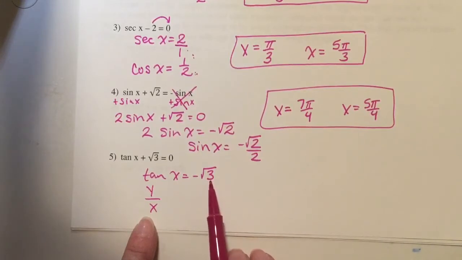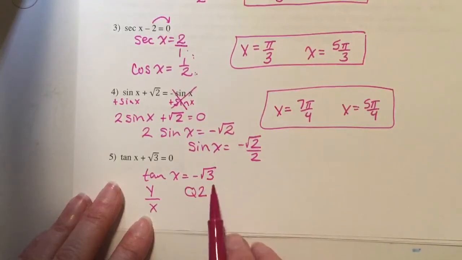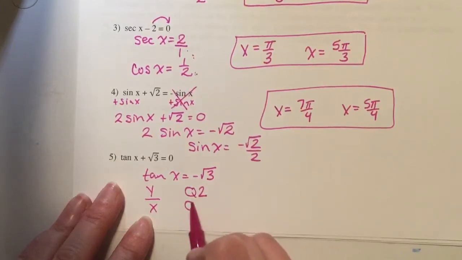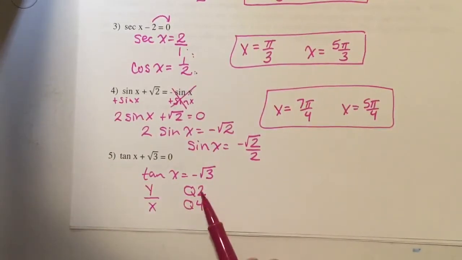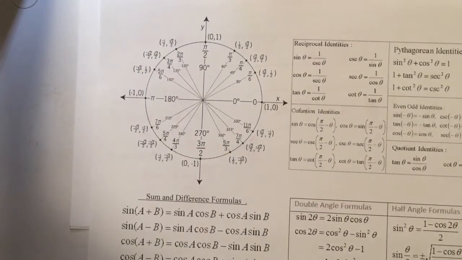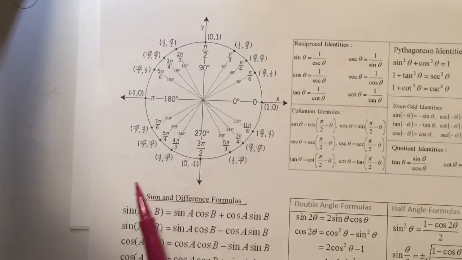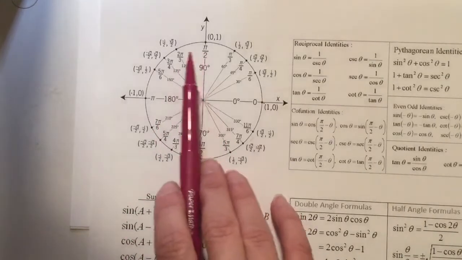However, I can narrow down the quadrants because the tangent is positive in quadrant 1, negative in quadrant 2, positive in quadrant 3, and negative in quadrant 4. So by knowing where your tangent is positive and negative, before you even look, you can narrow it down. I can look in quadrants 2 and 4. Okay, so I'm going to go ahead and look. I want to take the y value divided by the x and end up with a negative square root of 3. So I'm going to look at quadrant 2.